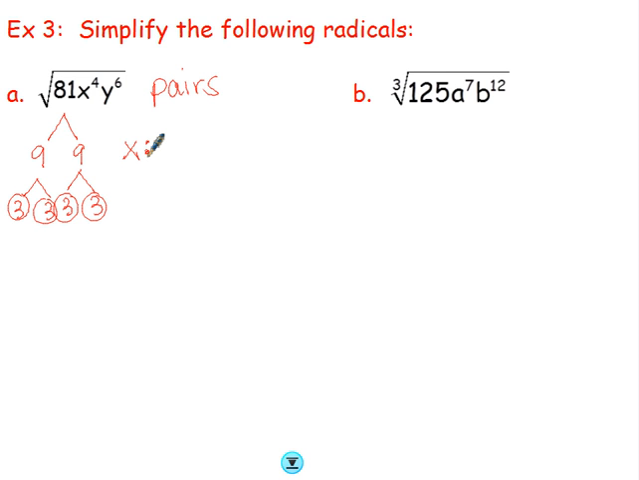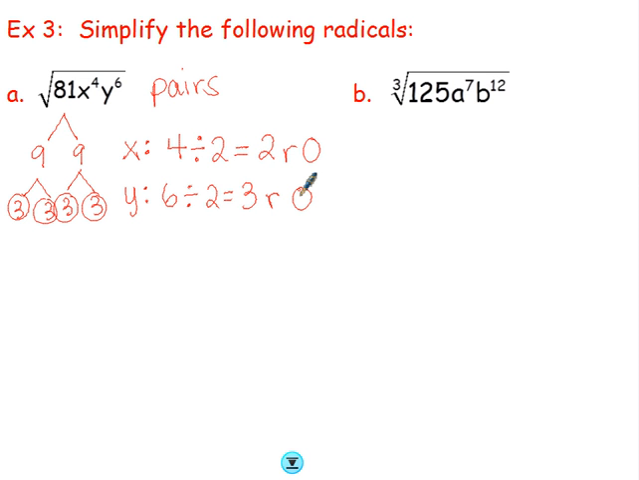X. Since we are looking for pairs, we're going to take the exponent, which is 4. We're going to divide it by 2, because pairs means 2, and we want to see how many wholes and what the remainder is left. So 4 divided by 2 leaves you 2 wholes, remainder 0, because it goes in evenly. The y's, 6 divided by 2 gives you 3, remainder 0.